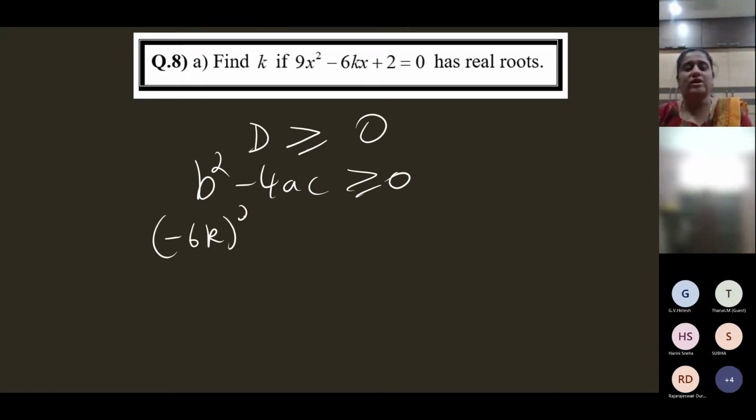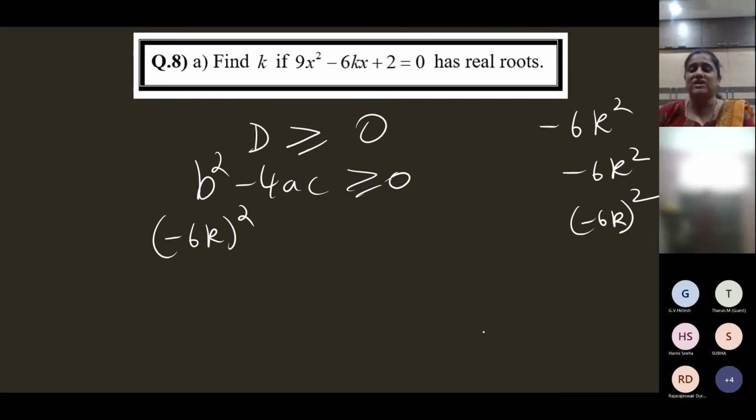Minus 6K, the whole square. Don't write, children, minus 6K square like this. B square is not minus 6K square like this. What is B? That full thing is squared: minus 6K, the full thing is squared. So this is a common mistake we can make in a hurry. Though we know it, we could make this mistake in a hurry.